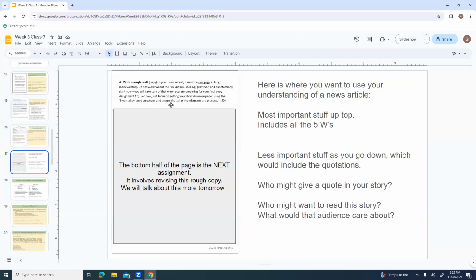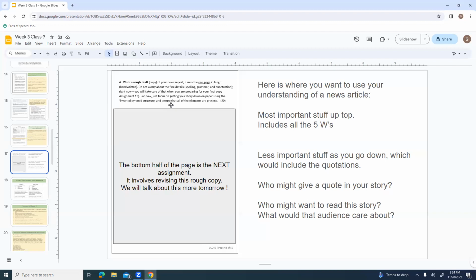Now, number 4 is the biggie. This part is worth 20 marks. Write a rough draft of your news report. It must be 1 page in length, handwritten. Don't worry about the fine details, spelling, grammar, punctuation right now. You'll take care of that when you're preparing for your final copy. For now, just focus on getting your story down on paper using the inverted pyramid structure and ensure that all the elements are present.